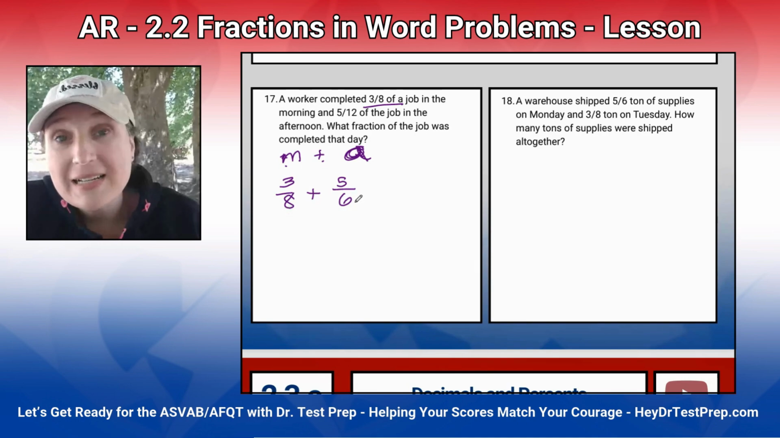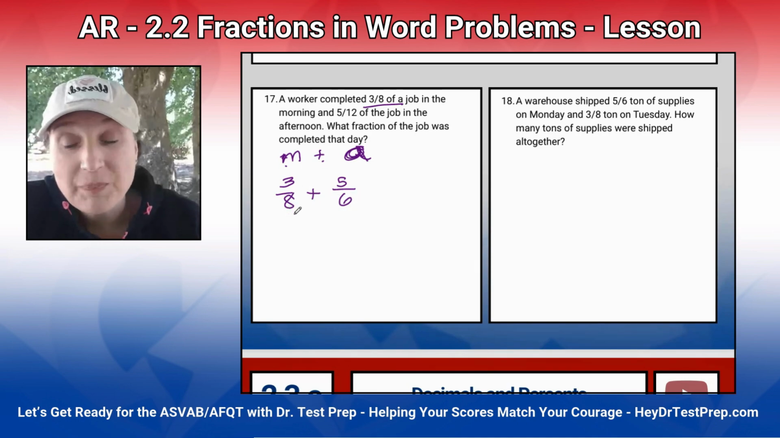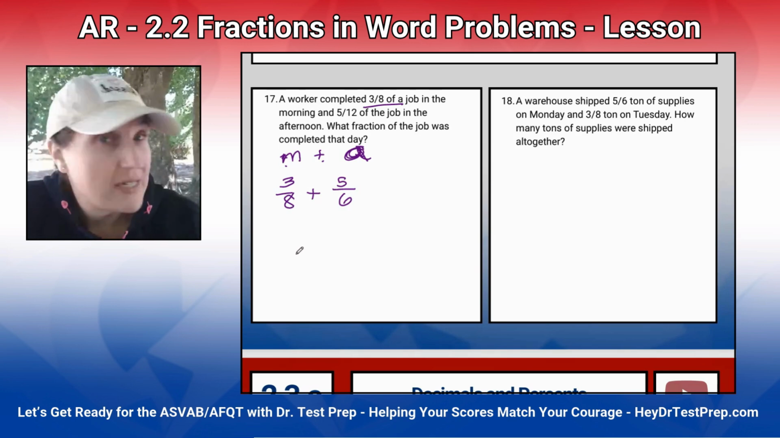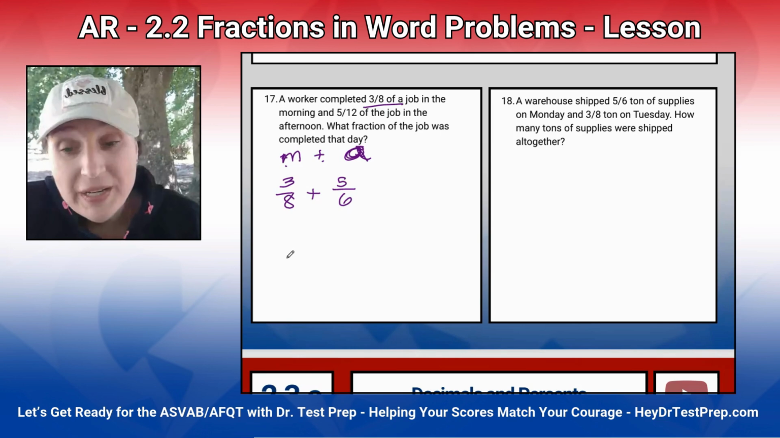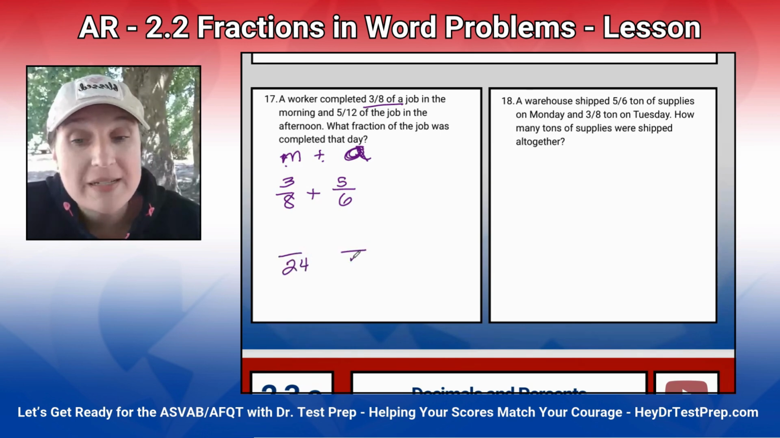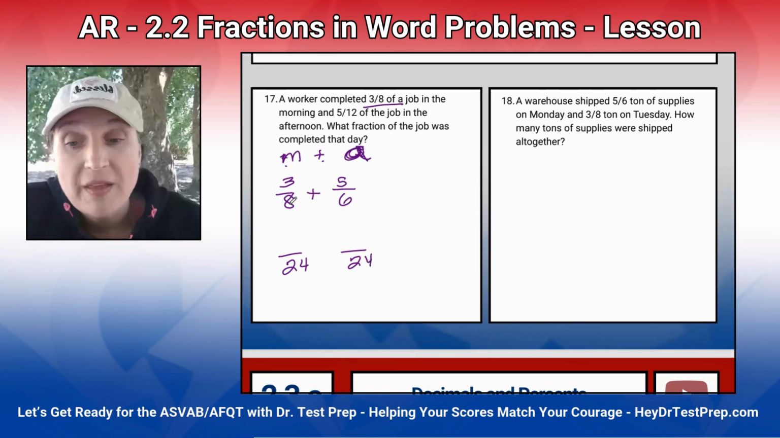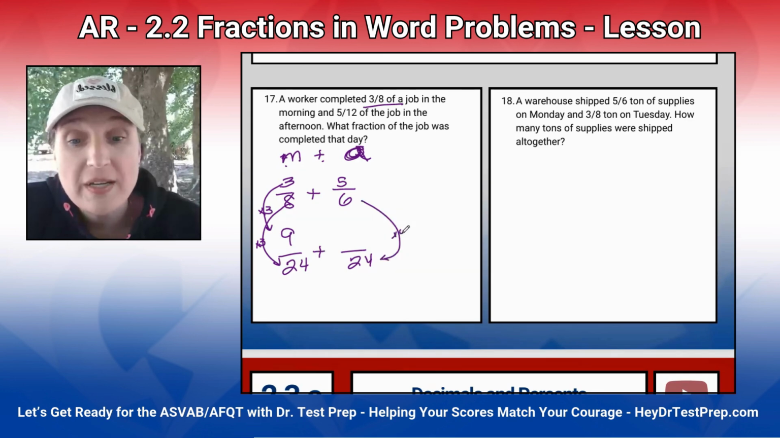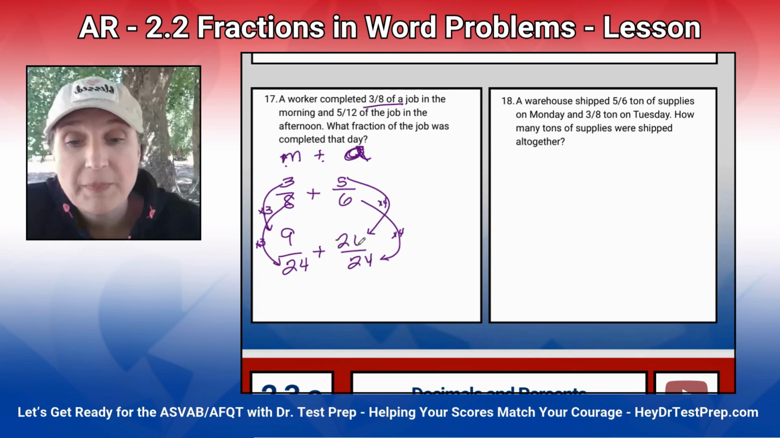8 and 6. 6 can't go into 8. 8 times 2 is 16, but 6 can't go into 16. 8 times 3 is 24, and 6 can go into 24. So I know my denominators are going to be 24. 8 times 3 is 24. 3 times 3 is 9. Plus sign comes down. 6 times 4 is 24. 5 times 4 is 20.